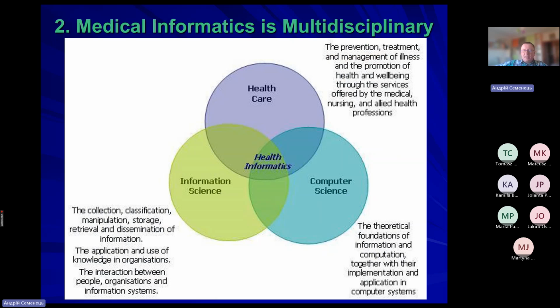And here is a Venn diagram with the intersection of these scientific areas, where we have the place of health informatics: the intersection of information science, which gives us theoretical studying about manipulation of data and information, computer science, which first of all also gives us the theoretical foundation for computer-based information systems, and the healthcare area, which gives us data to be processed, analyzed, and managed.